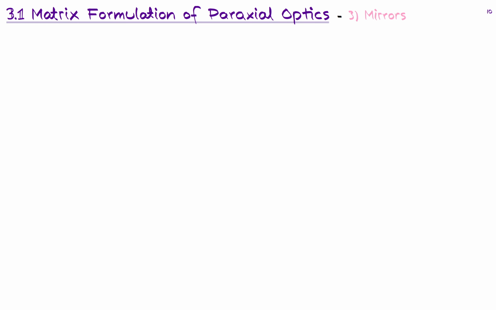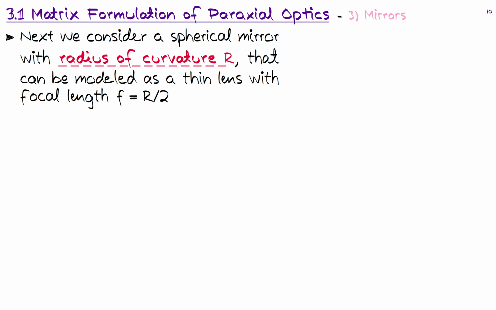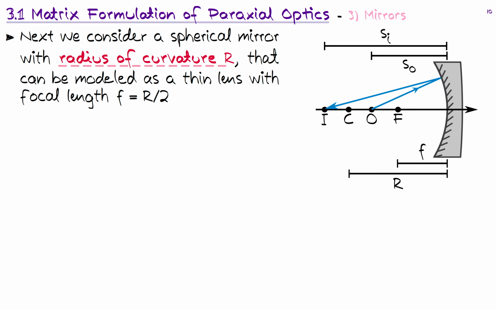Now let's go through the same introduction and understand how mirrors behave. So let's consider, for simplicity, spherical mirrors with a radius of curvature R that can then be modeled essentially as a thin lens with a focal length of f equals R over 2. And please note the picture showing how all the variables are being defined.